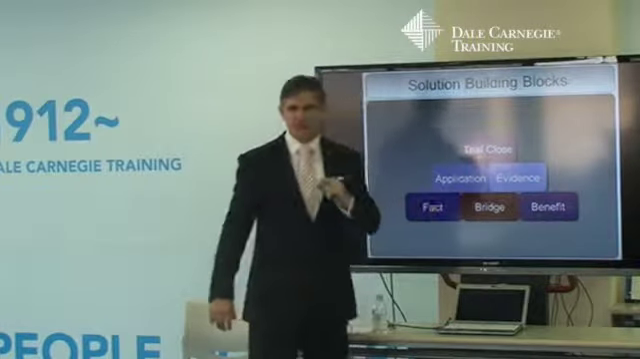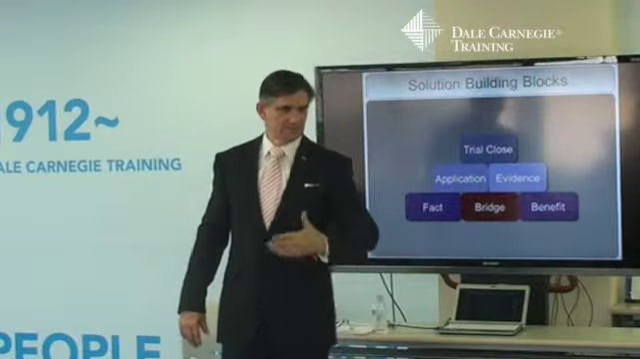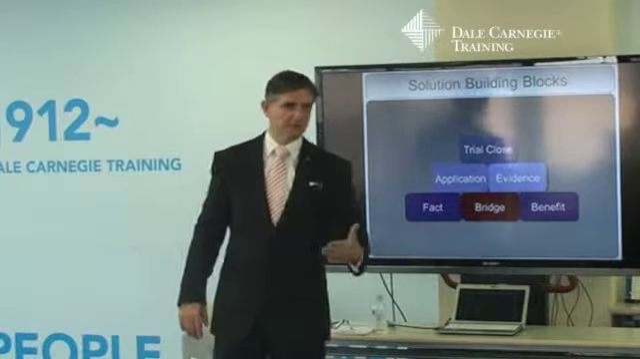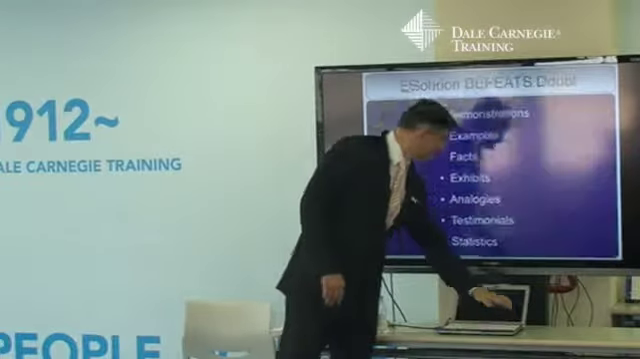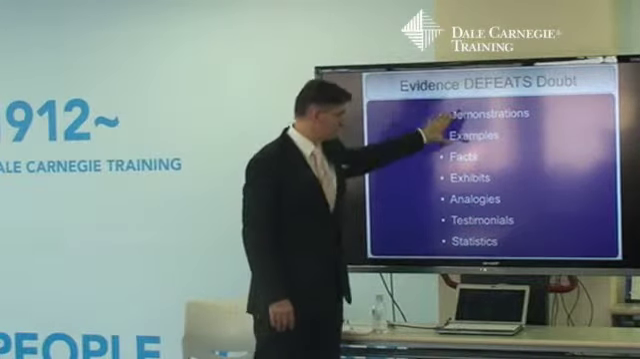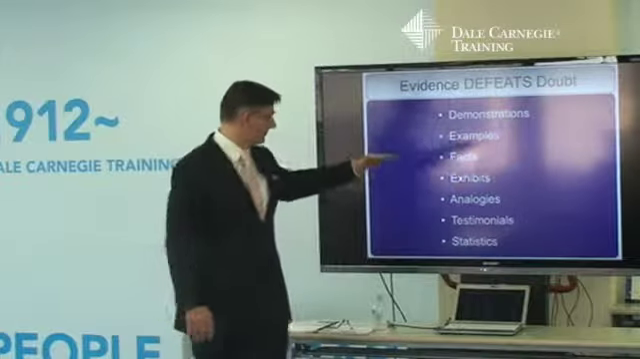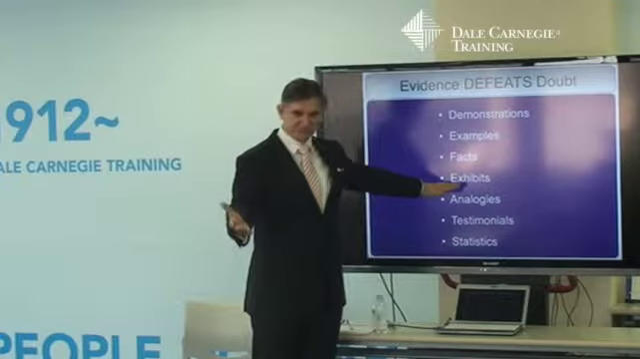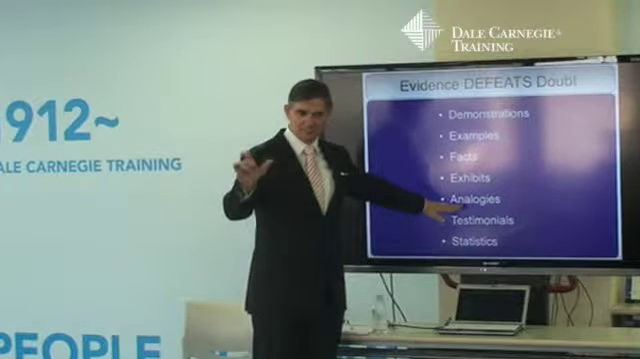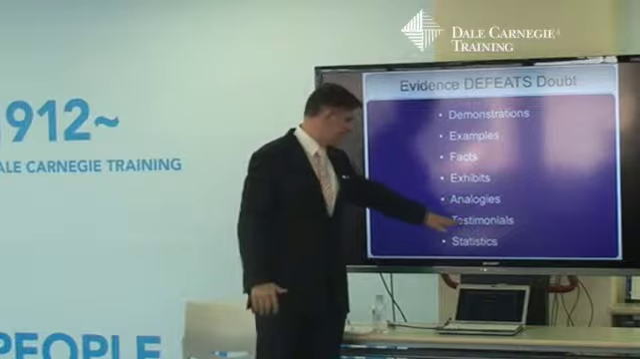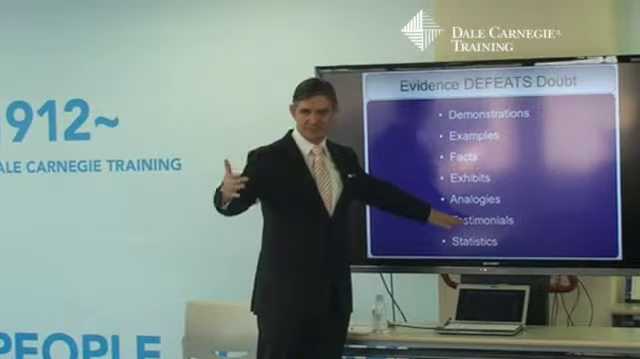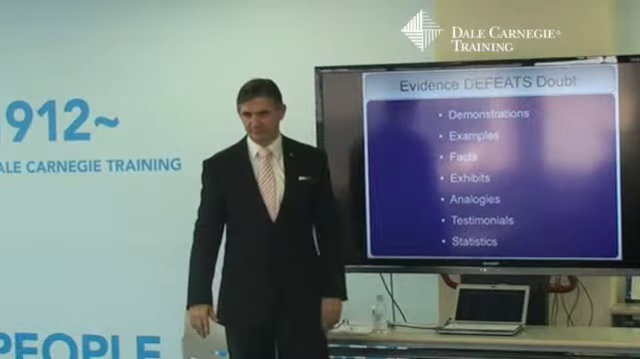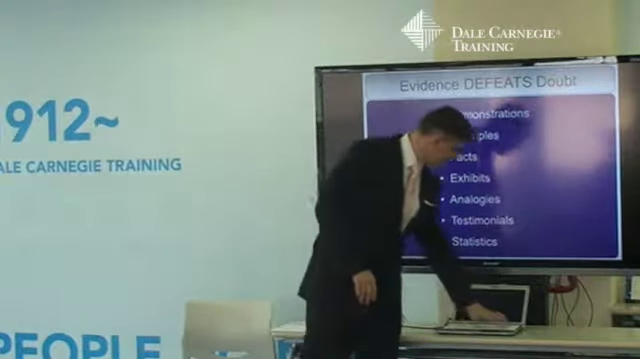And then don't forget the trial close because we want to take them down the line to see if we've actually got any resistance. If something's not clear or we haven't answered all their needs, this will flush it out. And then we went through the defeats: a demonstration of something, an example that you're going to give. It's a clear fact. It's an exhibit, something you can show them. Analogies to combine difficult things together and make it simple. Testimonial could be video, could be audio, could be on paper. And then statistics, which back up what you're saying. All very powerful in the evidence department.